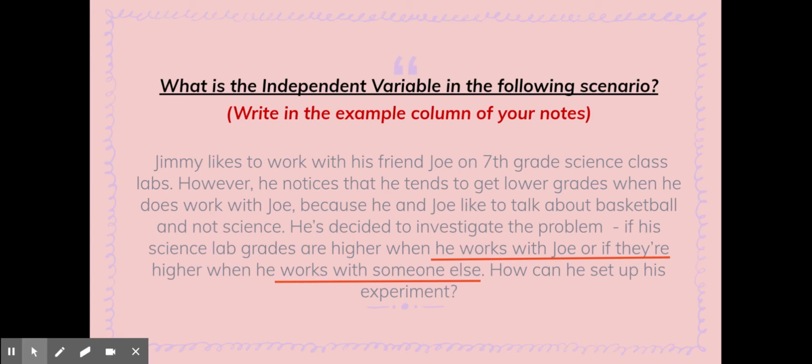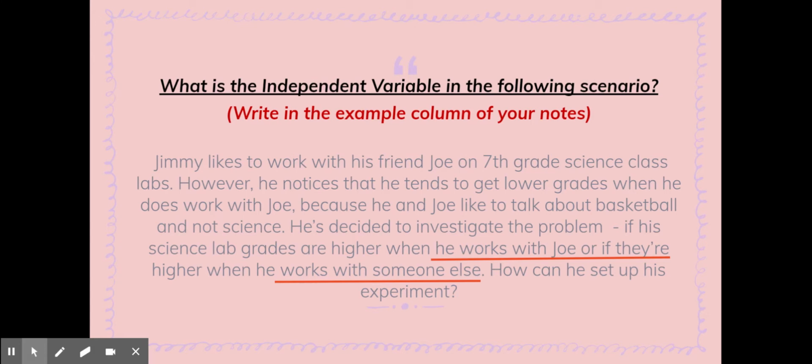In this scenario, and we're going to be looking at the scenario several times throughout today's notes, Jimmy likes to work with his friend Joe on 7th grade science class labs. However, he notices that he tends to get lower grades when he does work with Joe because he and Joe like to talk about basketball and not science. He's decided to investigate the problem.